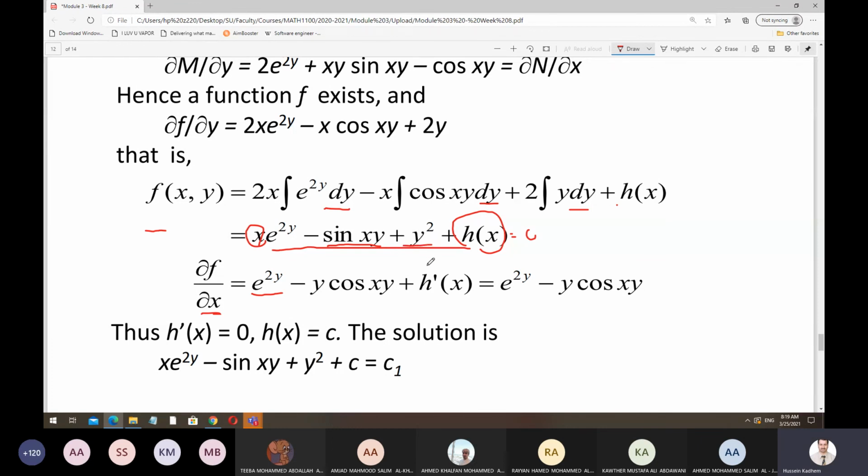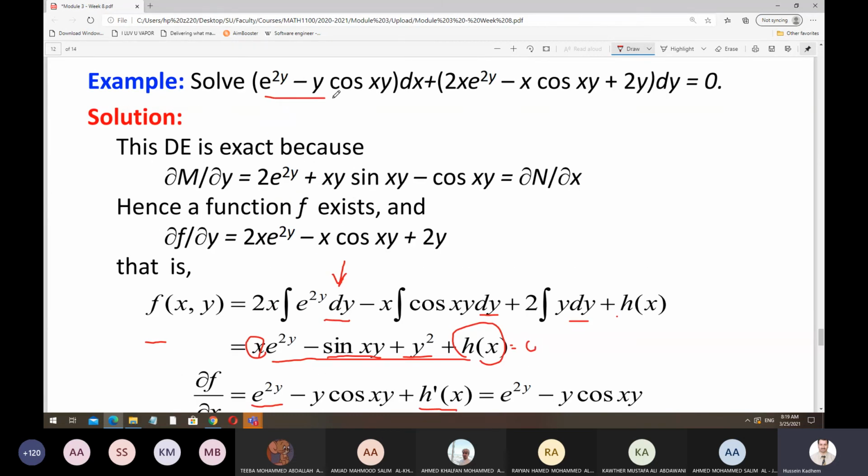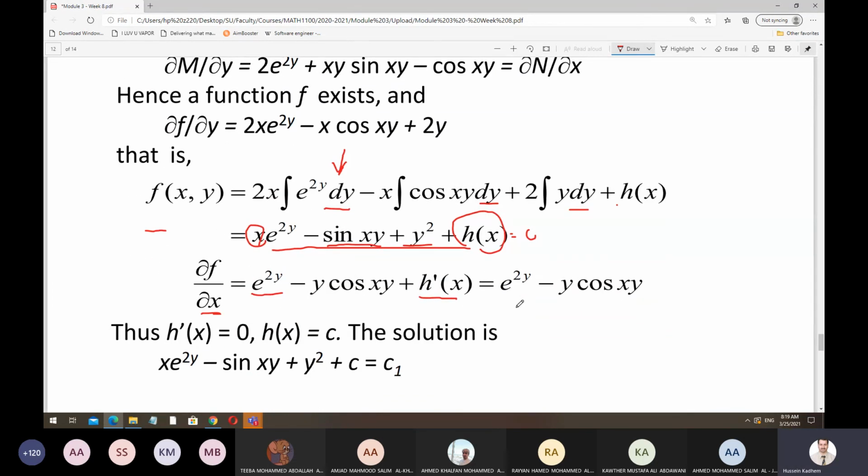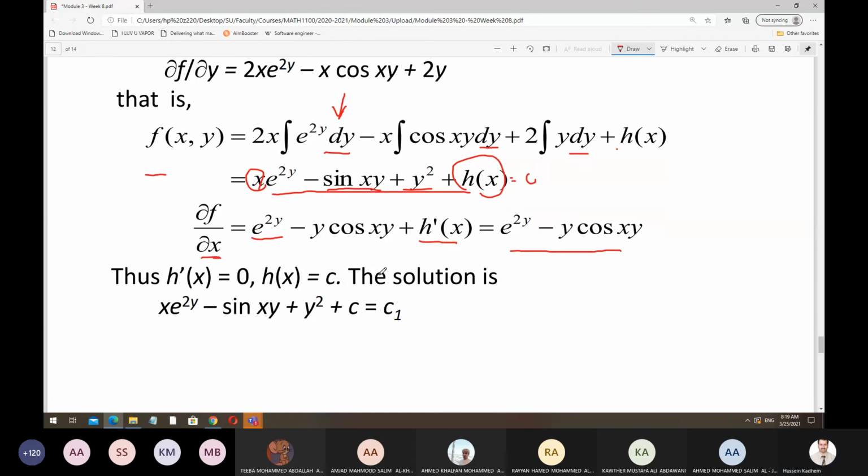Differentiation of y squared will be 0 because there is no x, and h dash. Okay. Here I integrated N dy, so I should equate it to M. Where is M? This is M. I brought it and put it here, as you can see. Let me check if there is something I can cancel. Yeah, I can cancel the exponential here and here, and y here and here. What is left? h dash of x equals 0.